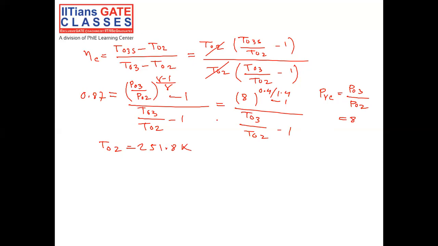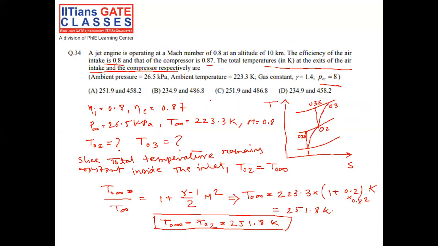So if we just solve this, we'll get T03, which will come to something around 486.8 Kelvin. So T03 is 486.8 Kelvin and T02 is 251.8 Kelvin. So this will be the correct answer, option C.